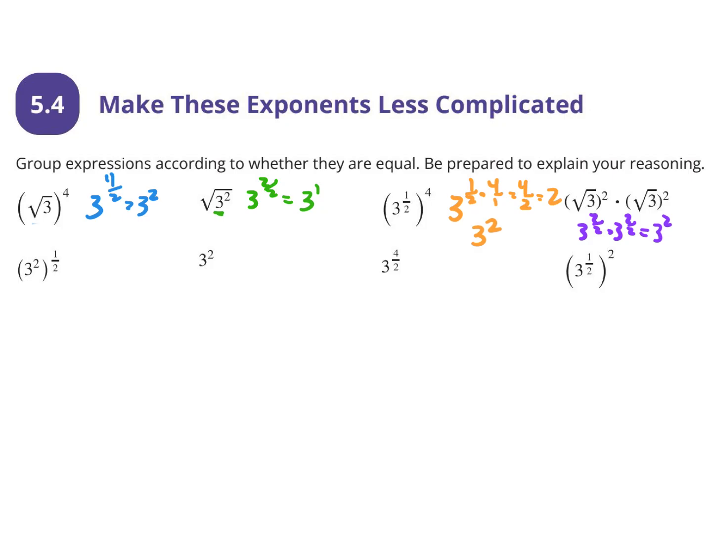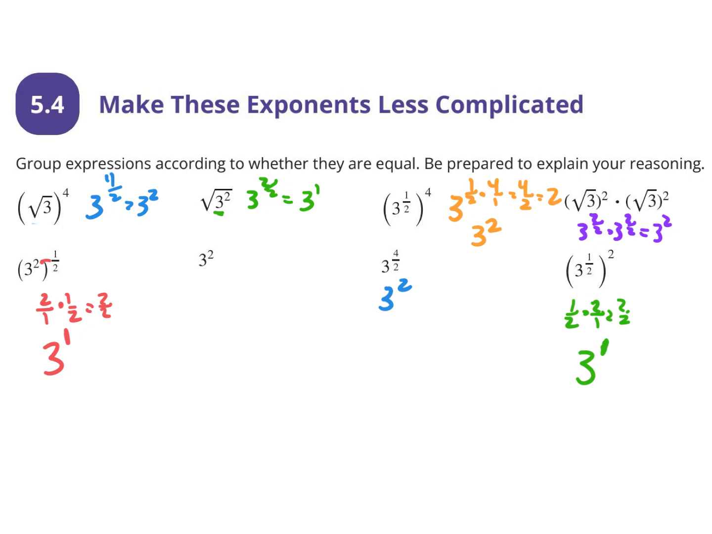Okay. When you raise a power to a power, multiply the exponents. 2 over 1 times 1/2 equals 2 over 2, which is 1. So this is 3 to the 1. 3 squared just is 3 squared. 3 to the 4 over 2 is 3 squared. And finally, the same as the one in red. 1/2 times 2 over 1 equals 2 over 2, which equals 1. So this is 3 to the first power. So I do the math only with the exponents, and then I come back and add my base in.